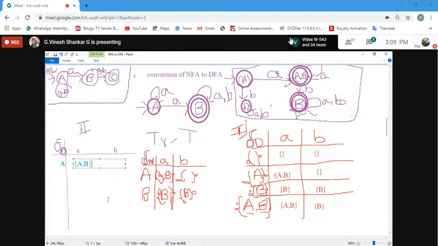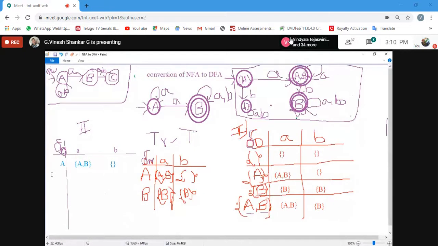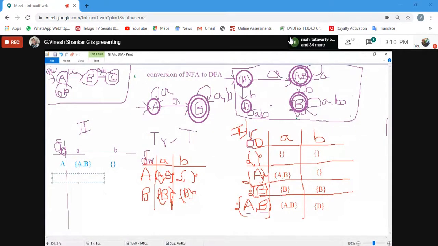Fine. Next, what about this B? A to B, what are you having? A to B, null you are having. So take null. Fine. This is done. Now, what is the next state here? Did you find any new state in the first row? Yes. A comma B is a new state. So I'm going to consider A comma B. Whatever is found new here, you have to take it, and you have to construct this.